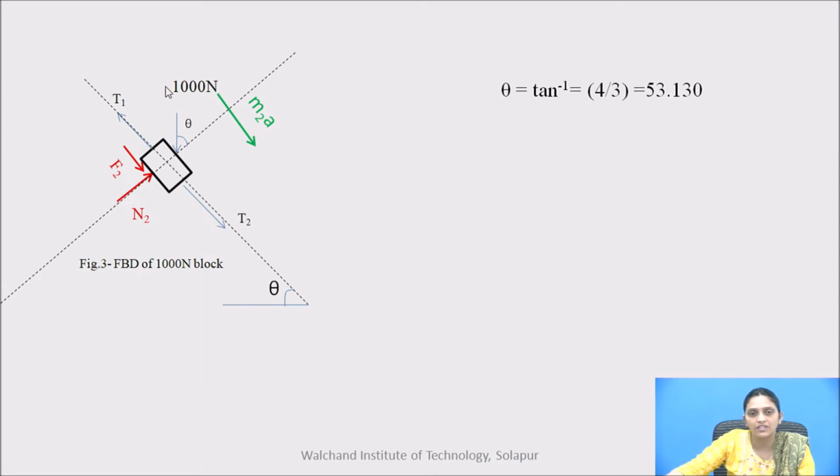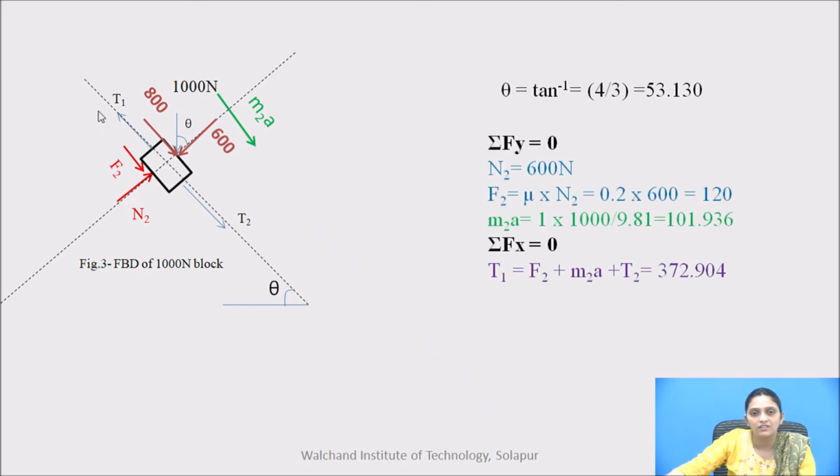Now it is very easy to resolve the 1000 Newton force with this theta. The direction adjacent to theta will be cos and the opposite will be sine. So this is the adjacent side, so it is cos, and this is the opposite side, so it is sine. So 1000 into cos theta is 600 and 1000 into sine theta is 800. So we have determined the x and y component of 1000 Newton. I hope you understand this resolution.